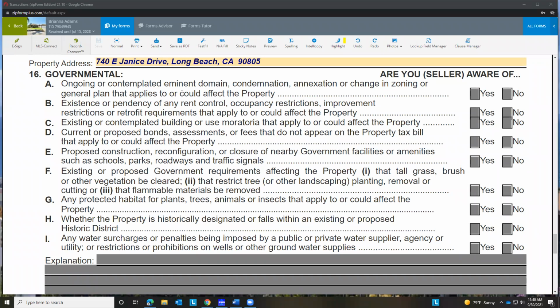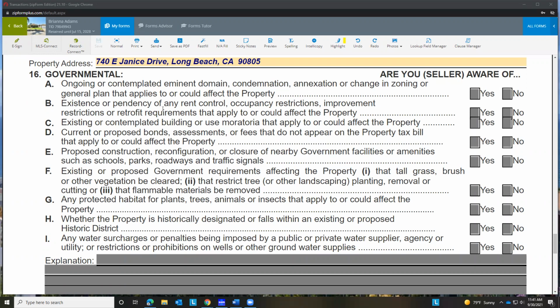Governmental, ongoing or contemplated eminent domain, condemnation, annexation, or change in zoning or general plan that applies to or could affect the property. In Orange County, and I think somewhere else right now, they're doing tons of work on the freeways where I know they've pushed people's backyards. In fact, there's one part of the freeway where you can actually see that they've pushed the wall back so far, half of some kid's treehouse is on the side that the government is now taking.